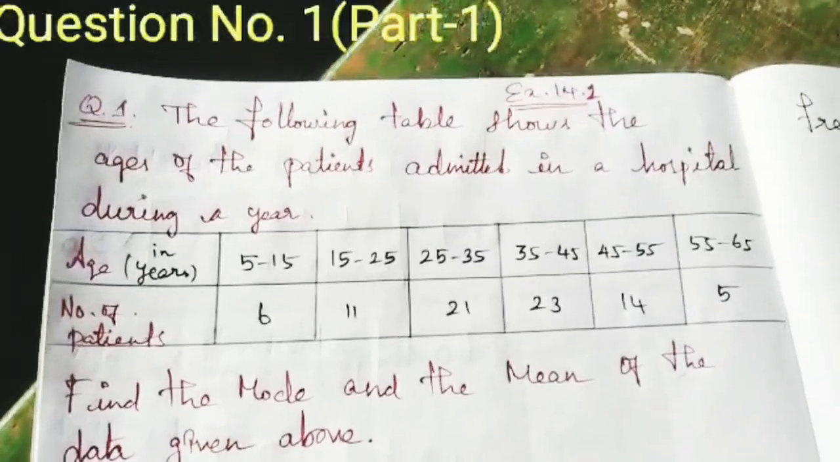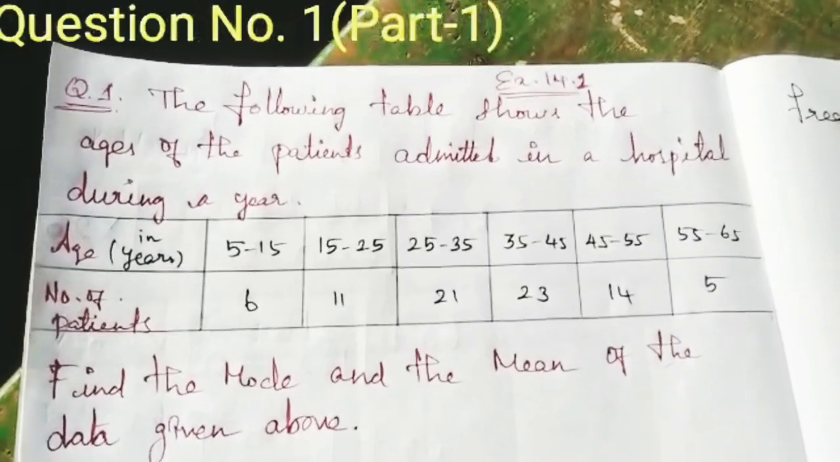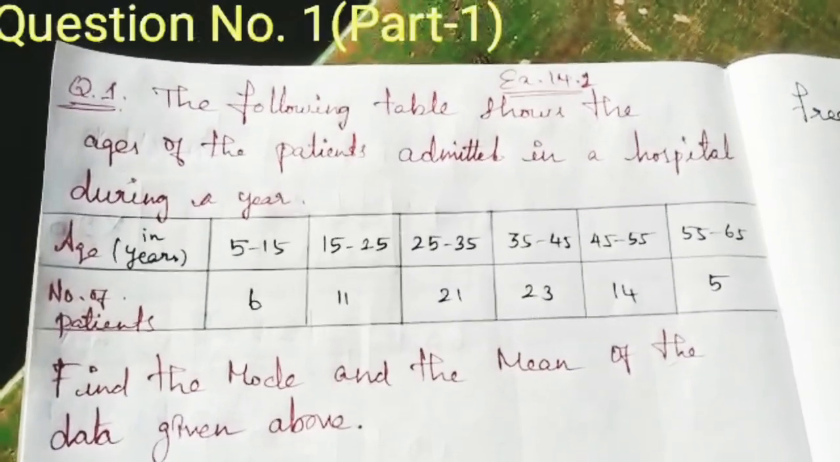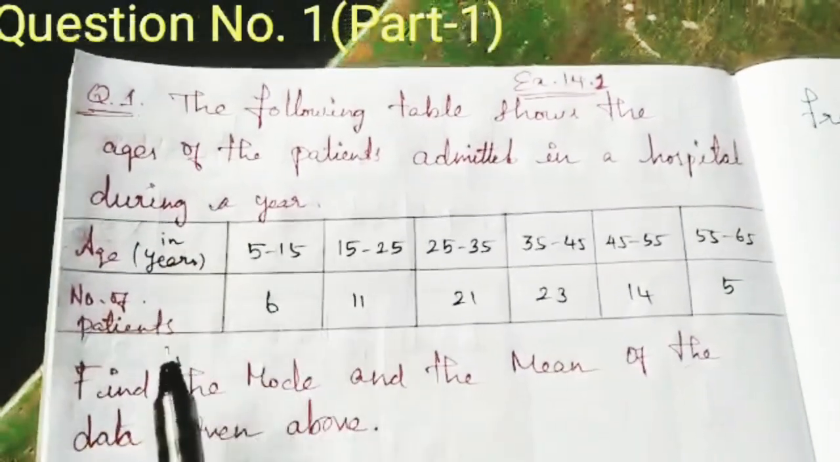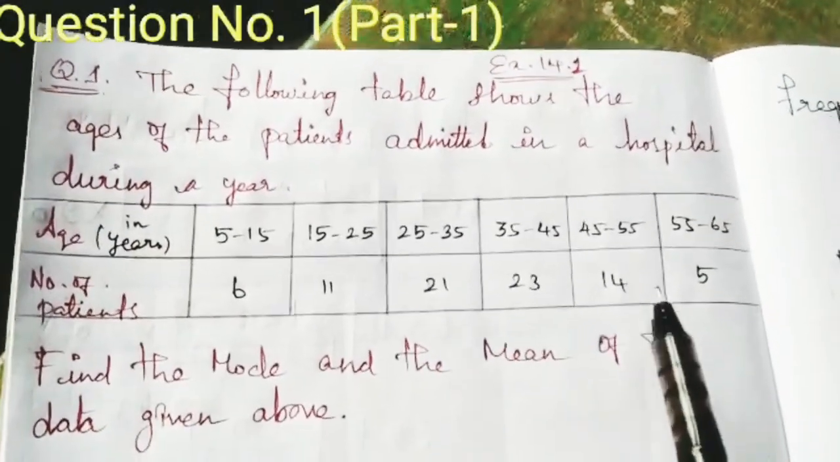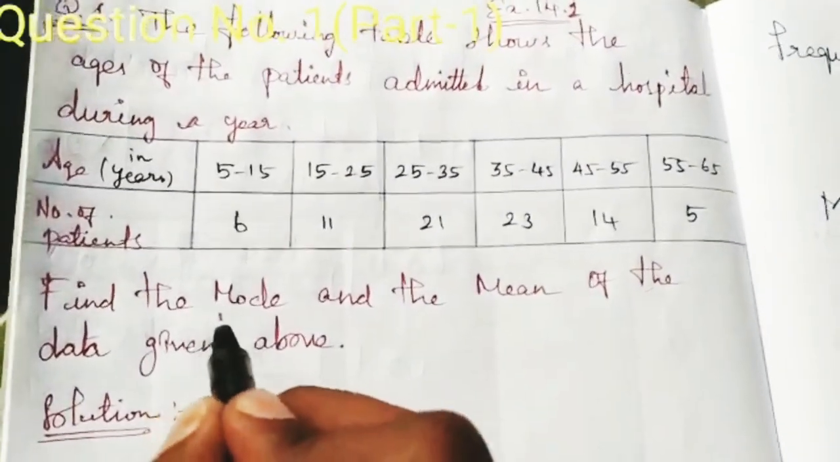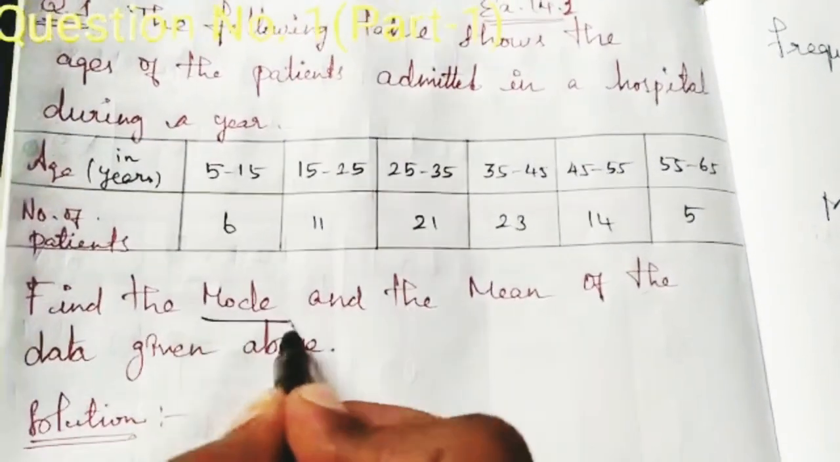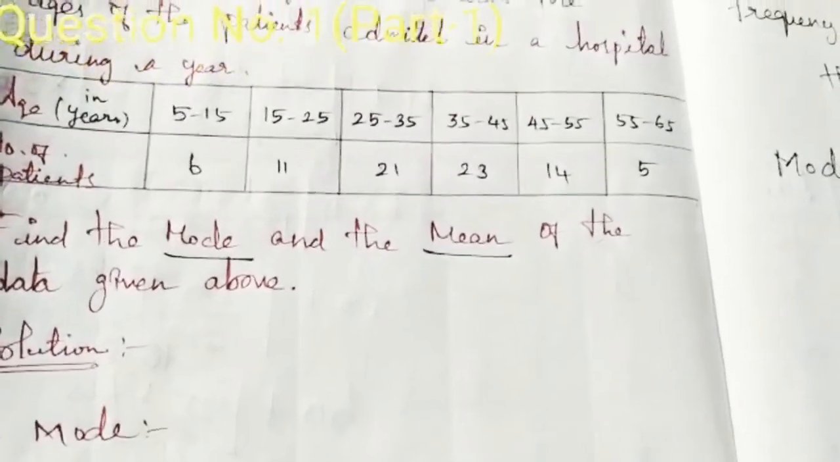Now exercise 14.2, question number 1. The following table shows the ages of the patients admitted in a hospital during a year. Age is the class interval. Number of patients is the frequency. Find the mode and the mean of the given data. See the question, they are asking for mode and mean. We have to find these two values.